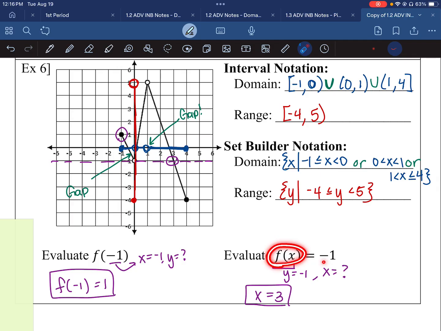And now my y value is -1, find me the x. So my y value of -1 is right here on that purple dashed line. I see that it does hit at this open point and at this line right here. But remember, we're not allowed to have open points, so this is the only option. So my x value that gives a y value of -1 is 3.